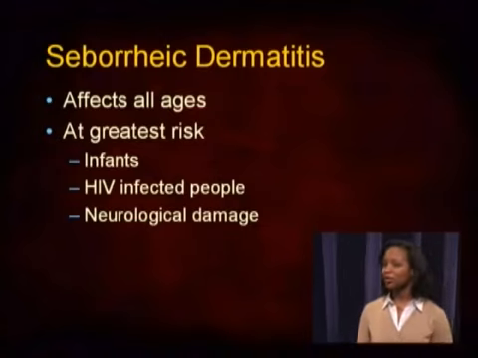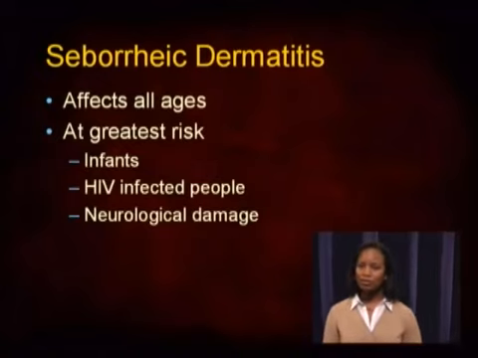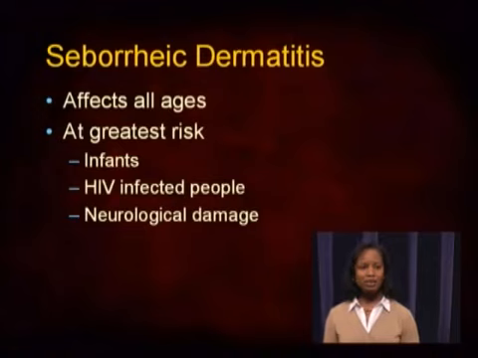Individuals with HIV can present with very severe seborrheic dermatitis. And then for reasons that we don't fully understand, people with neurologic damage, so whether that's a spinal cord injury or Parkinson's disease, any of those things can be associated with more severe seborrheic dermatitis.